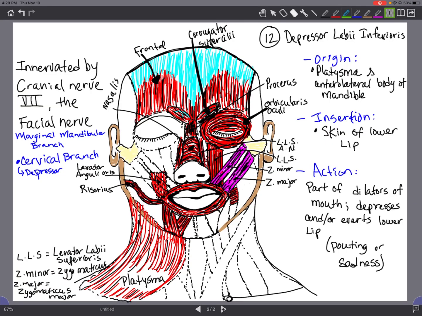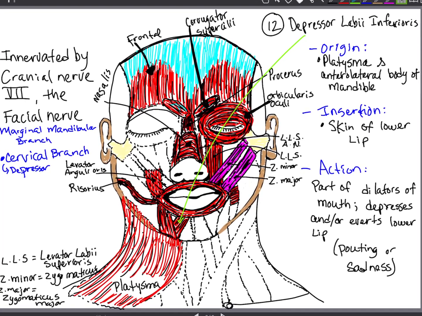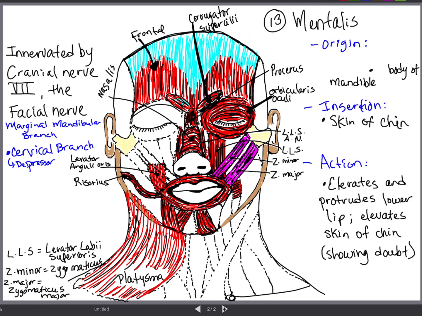Next is the depressor labii inferioris. The depressor labii inferioris is this one right here. The depressor labii inferioris has an origin in the platysma and anterolateral body of the mandible. It has an insertion in the skin of the lower lip. And in terms of action, the depressor labii inferioris is a part of the dilators of the mouth. It retracts or depresses the mouth and/or everts the lower lip, as in pouting or sadness.